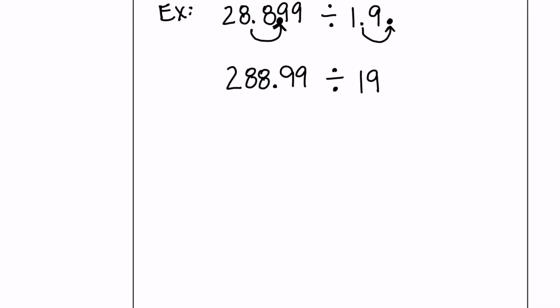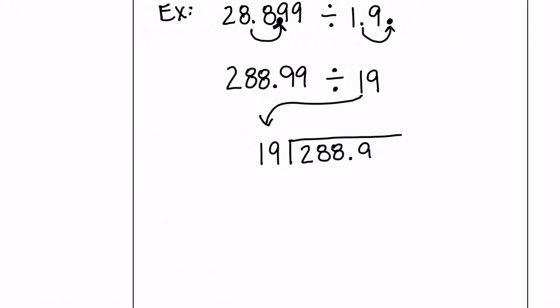So if mom and dad are helping you on this and they're watching, they know what to do from here. So I'm going to take and set up my division to solve it. And remember, my 19, my divisor, goes on the outside. So my 19 is here. And then on the inside, my dividend is 288 and 99 hundredths.